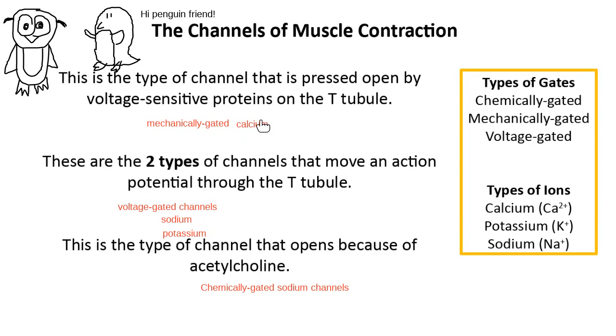So friendly reminder, when we talked about muscle contraction, remember that muscles had chemically gated channels at the beginning, voltage gated channels in the middle, and at the very end, for good measure, we throw in some mechanically gated channels as well. The three kinds of channels for muscle contraction.